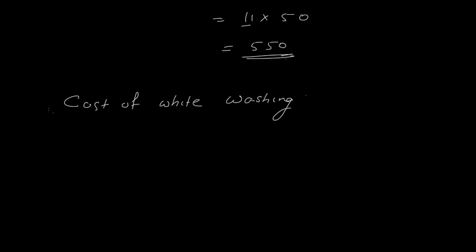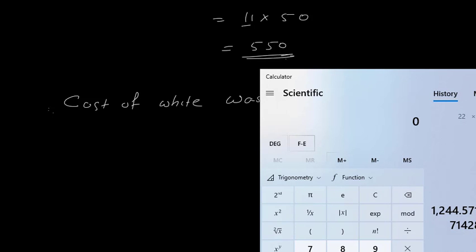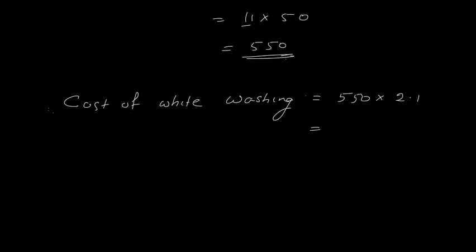Cost of whitewashing. Do you know what whitewashing is? It is similar to painting the wall. We use calcium oxide for painting. That is whitewashing. So the cost of whitewashing is the curved surface area, that is 550, multiplied by the rate, which is 2.1. So 550 into 2.1 will give me the answer. 550 multiplied by 2.1 is 1155. So rupees 1155 is my total cost of whitewashing.